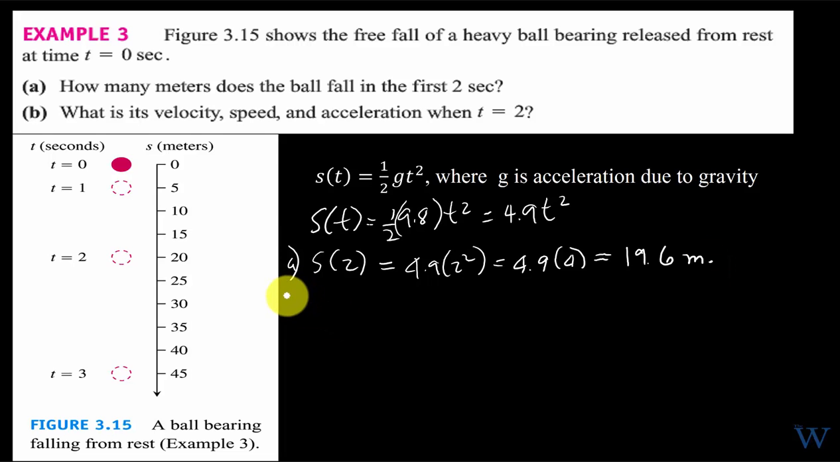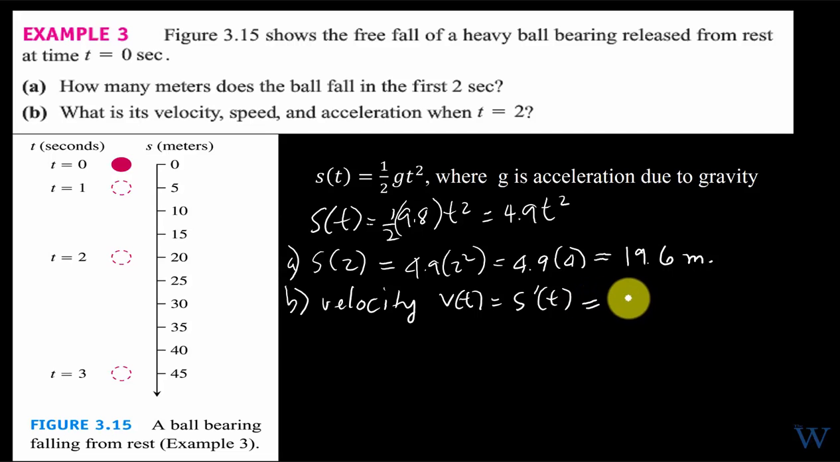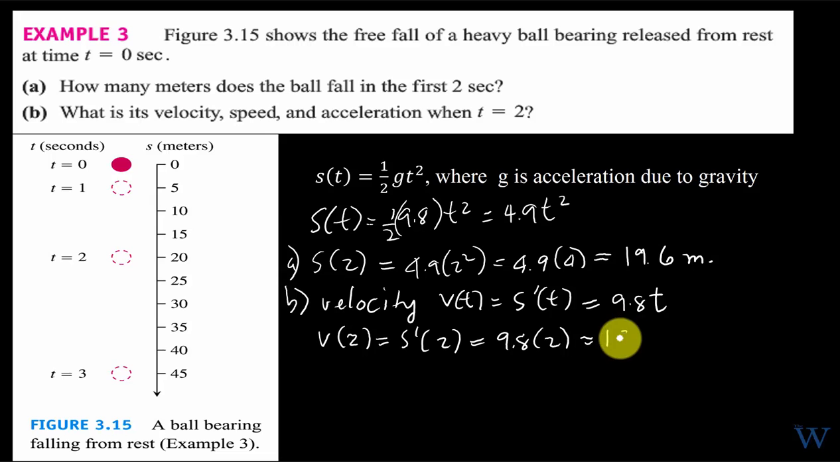meters. Letter B, what is the velocity, speed, and acceleration at t equal to 2? So first of all, when we want to find the velocity, that is v of t. That's just the derivative of s of t. So you're going to get 2 times 4.9 would be 9.8 t. Okay, so the velocity at 2 seconds would be s prime of 2. So that's 9.8 times 2 gives us 19.6.